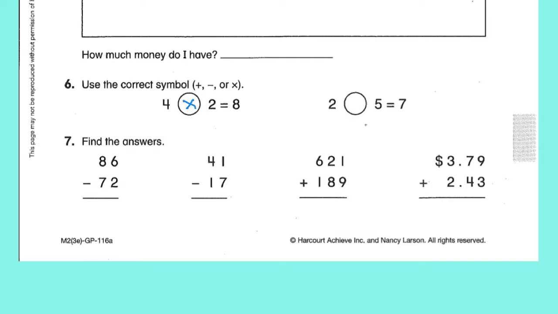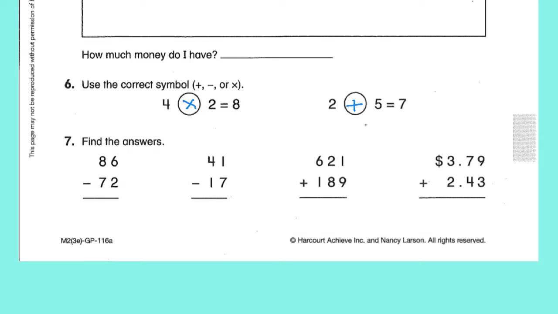So let's do this again for the 2 and the 5. Well, 2 plus 5 equals 7. That must be it, because 2 minus 5 doesn't equal 7, and 2 times 5 equals 10.